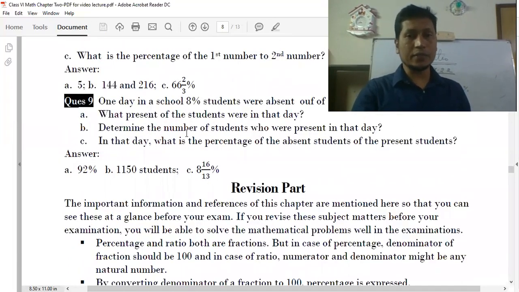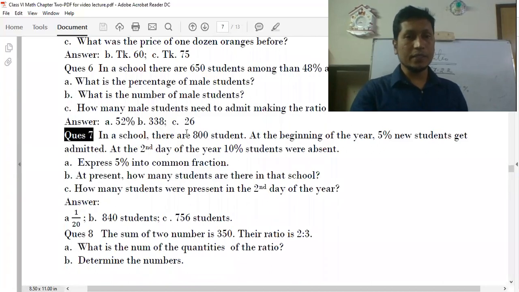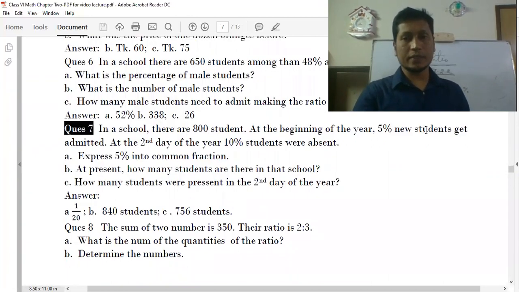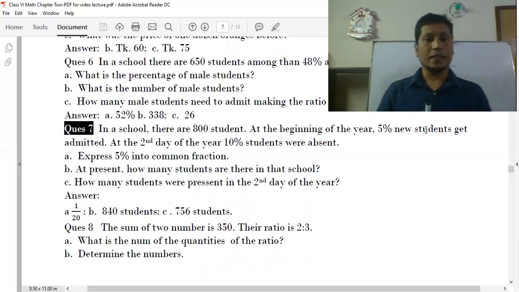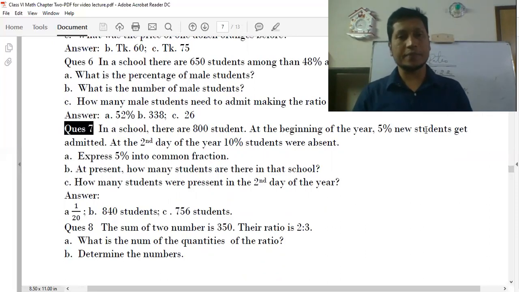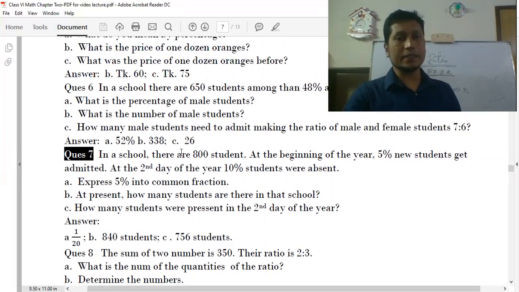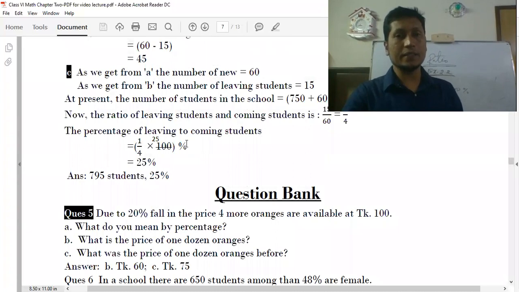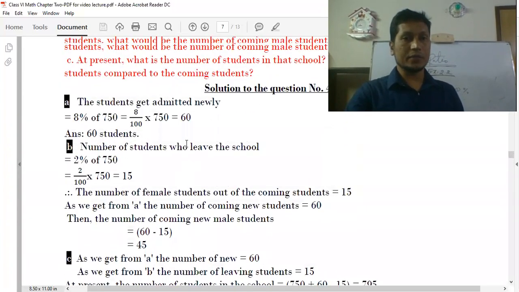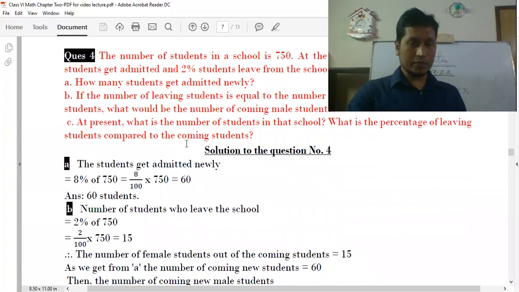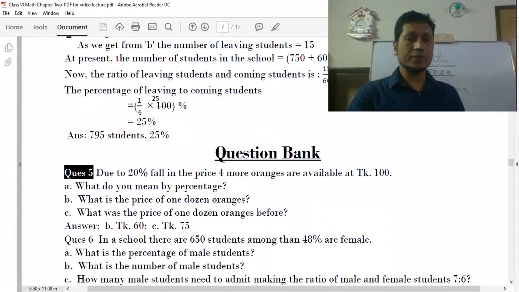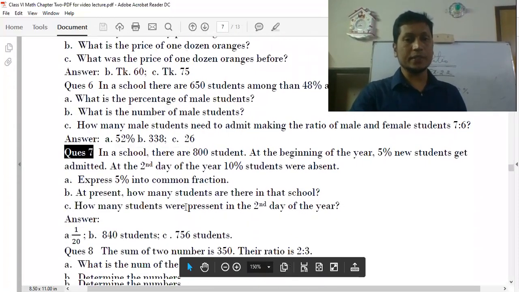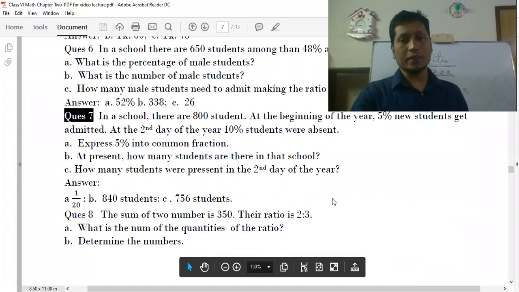Yeah, and the last question you see, in question number 7. In a school, there are 800 students. At the beginning of the year, 5% new students get admitted, and on the second day, 10% of students were absent. This math is just like the math that is done in today's class. That is question number 4. Question number 4 is just like this math. Following question number 4, you will try at your home to solve this. In my next video, I will solve them.